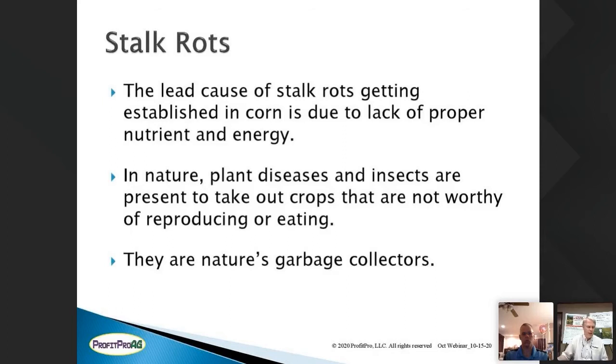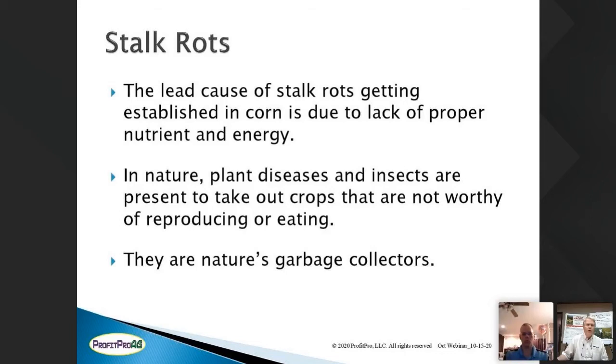And that's kind of what's happened in industrial agriculture. You have to come to the end of yourself and understand that nature really is in control. And once you do that and understand how the natural processes work, you're going to be a lot more successful. You're going to be a stay green grower. You're going to be a low-cost producer. Because in nature, anything that is of low energy and nutrition is not worthy of reproducing or eating.